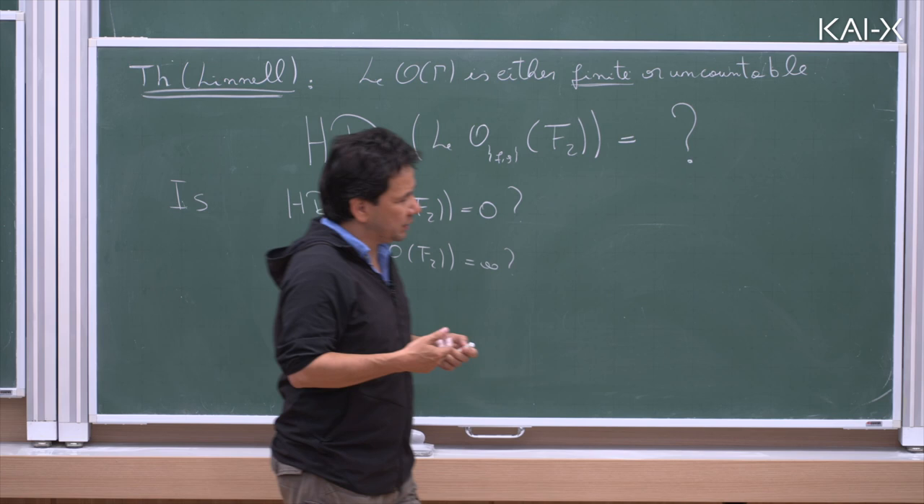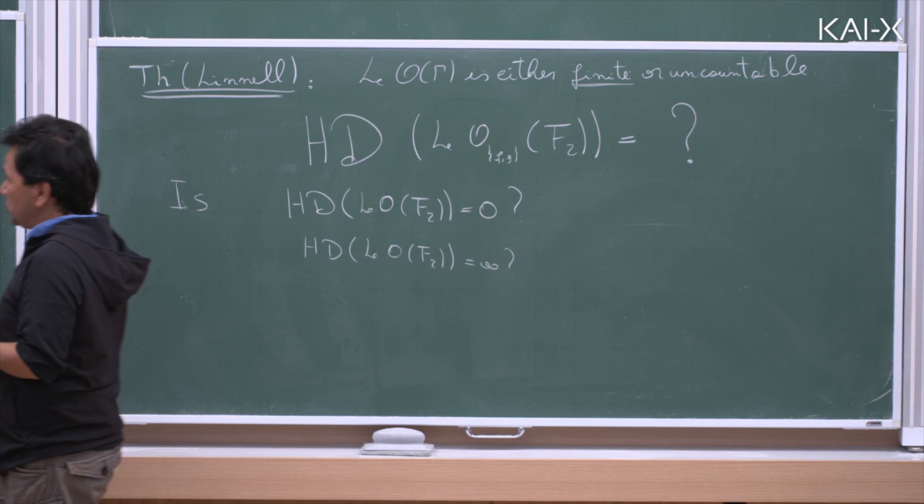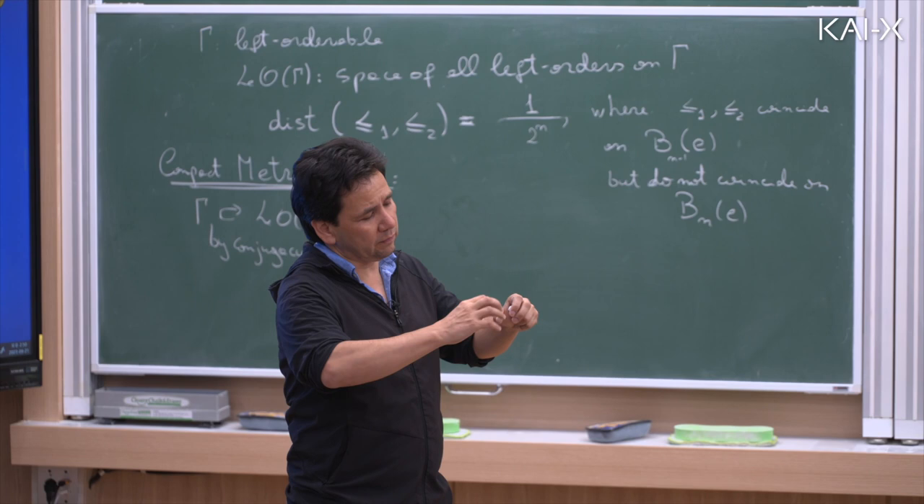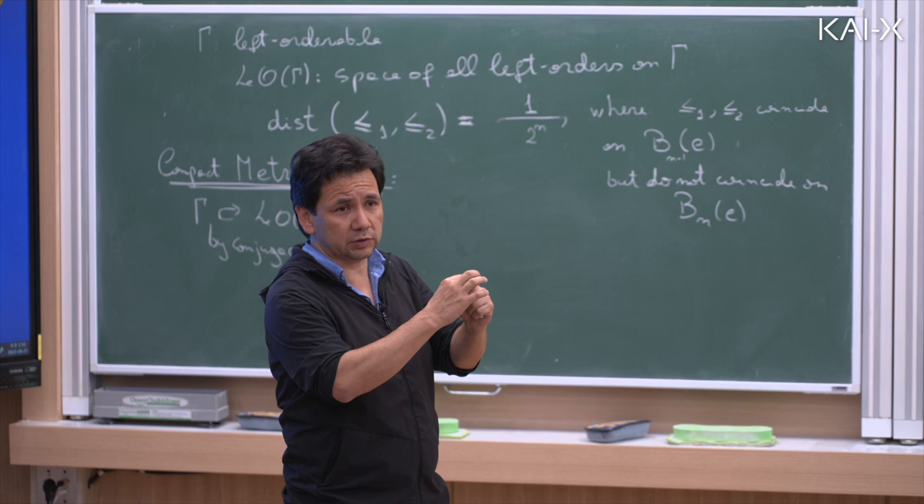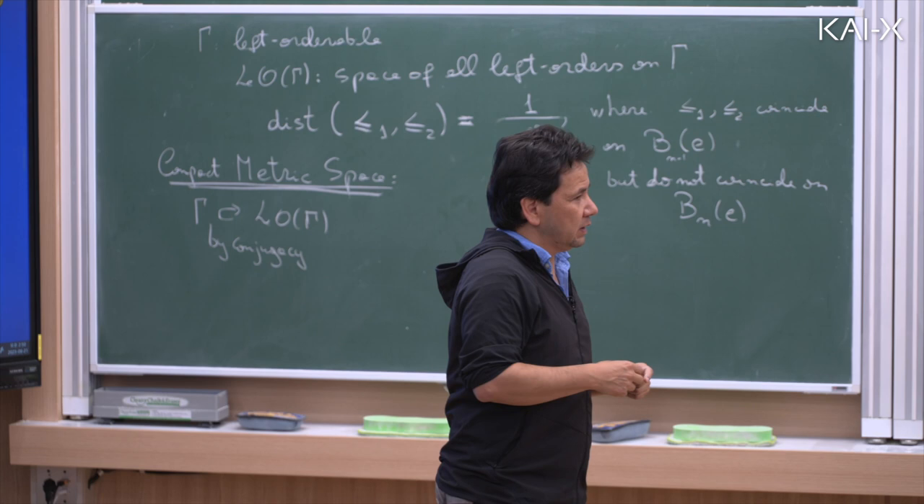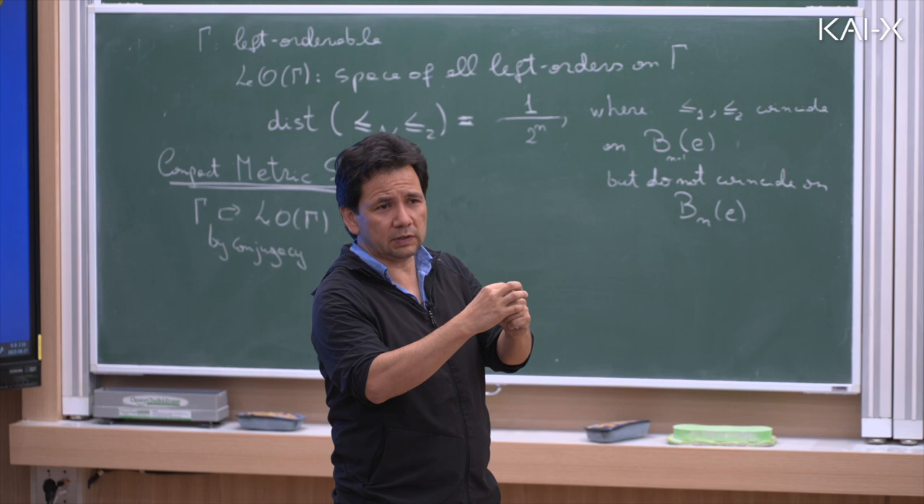And what is behind this question? In order to get information about the Hausdorff dimension, what we need to get is information how close is one order from the other one. Which means that maybe if I have two orders that are equal on a ball of radius n, maybe this forces the order to be equal in a ball of very large radius, so that actually they are very close. Or maybe if I have two orders in a ball of radius n, maybe immediately I can make them different in a ball of radius n plus 1. Okay.